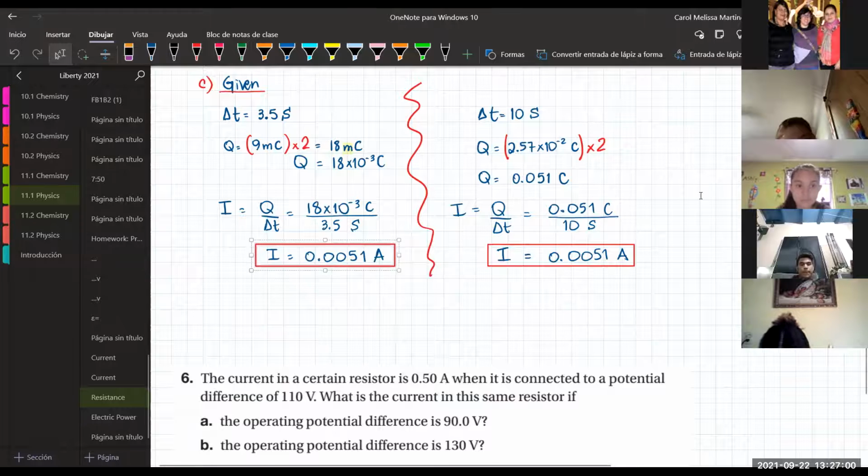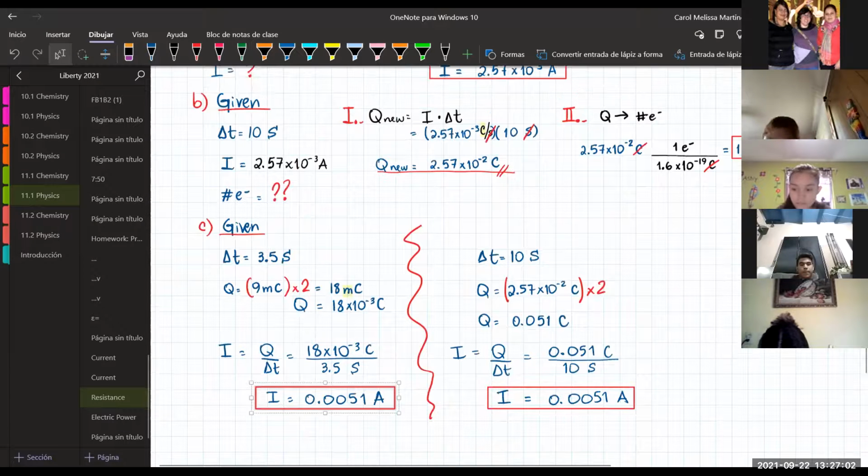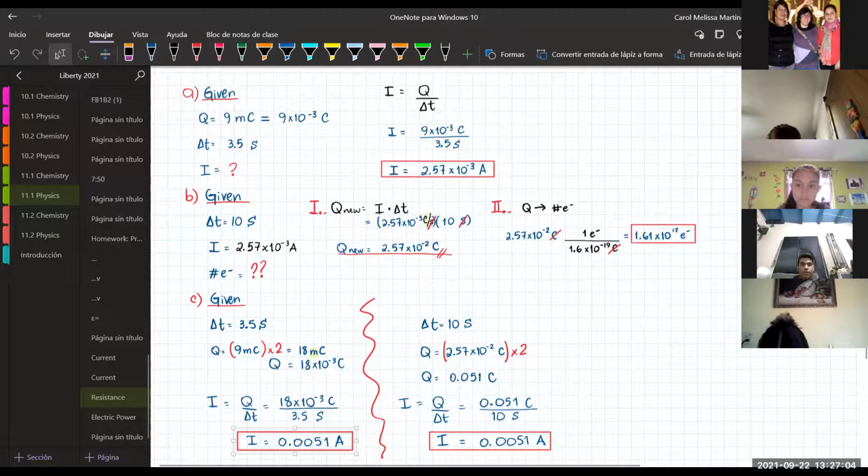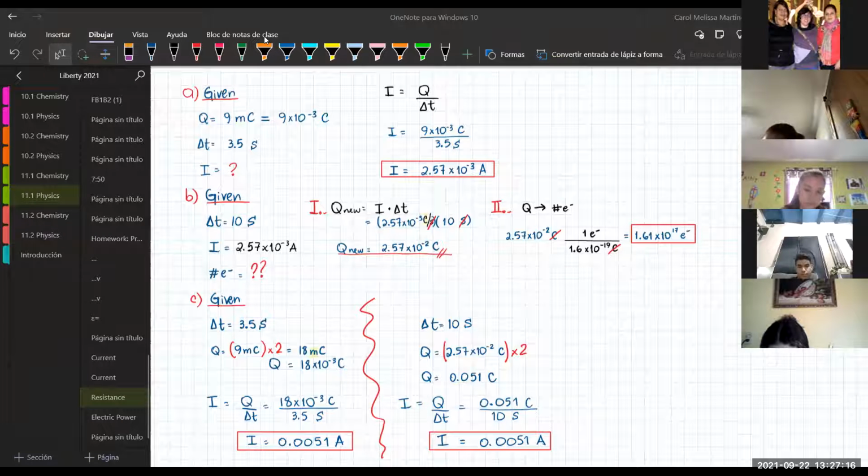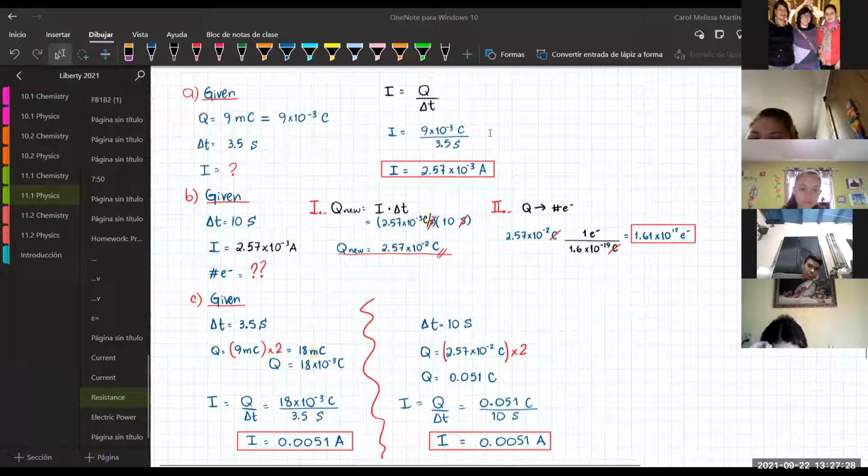Do you have a doubt about this problem? It was a little bit long, but you know the formulas are quite simple. Okay.